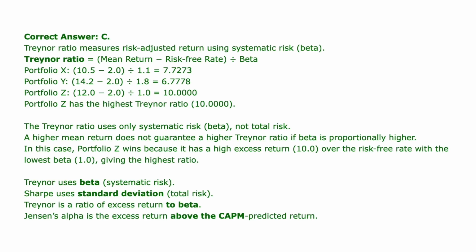Treynor ratio equals mean return minus RF divided by beta. Portfolio Z has the highest. Portfolio Y has highest raw return, 14.2%, but lowest Treynor ratio, due to high beta, 1.8. Portfolio Z wins because it has high excess return, 10.0%, with lowest beta, 1.0. Higher return doesn't guarantee higher Treynor ratio if beta is proportionally higher.